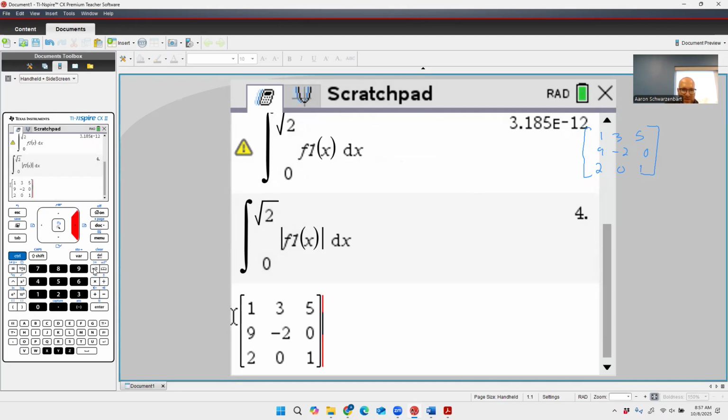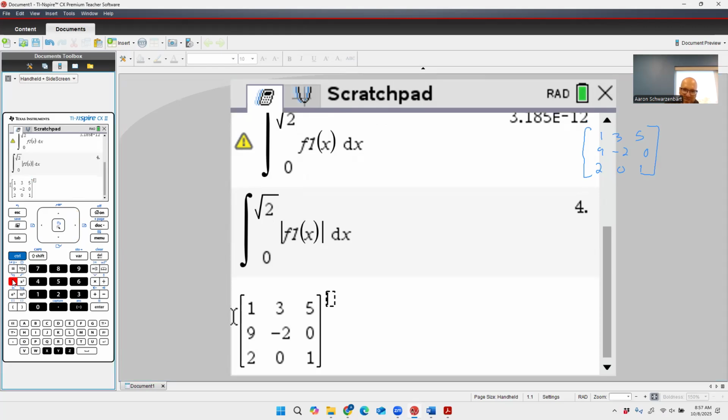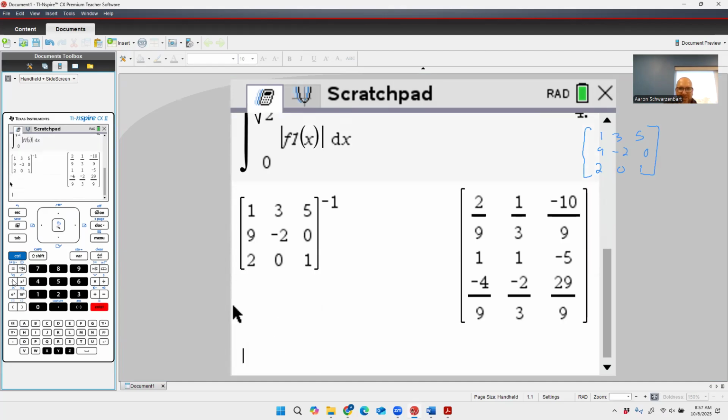So on the 84, there's actually an inverse button. On the Inspire, you just hit to the power of -1. And there's our inverse matrix.